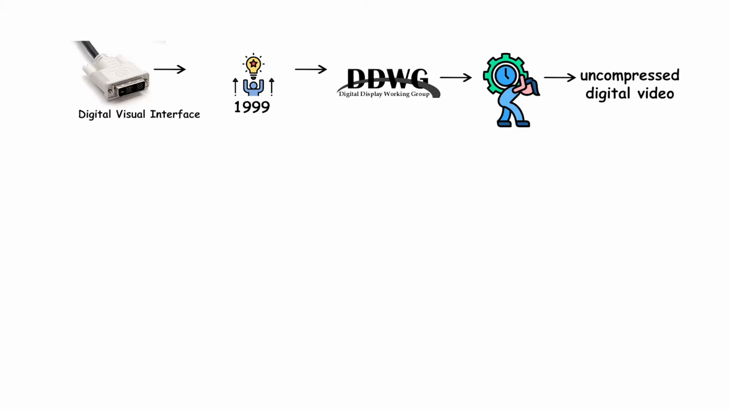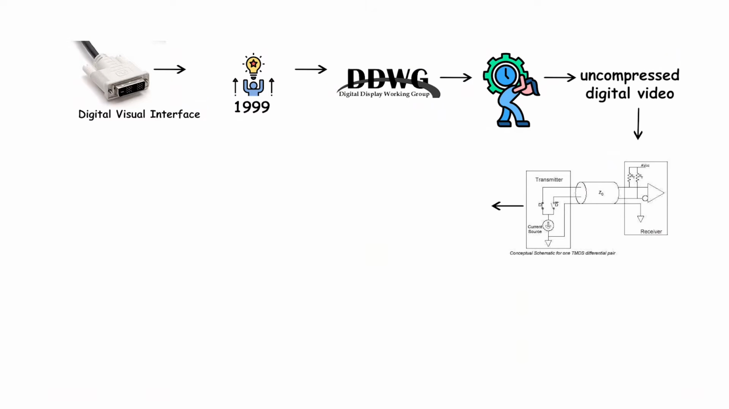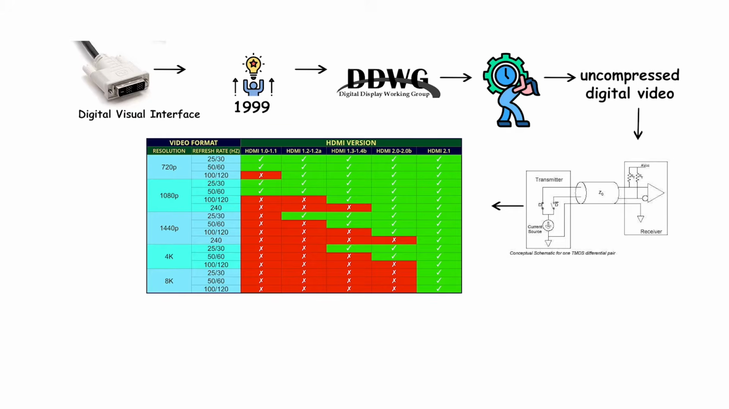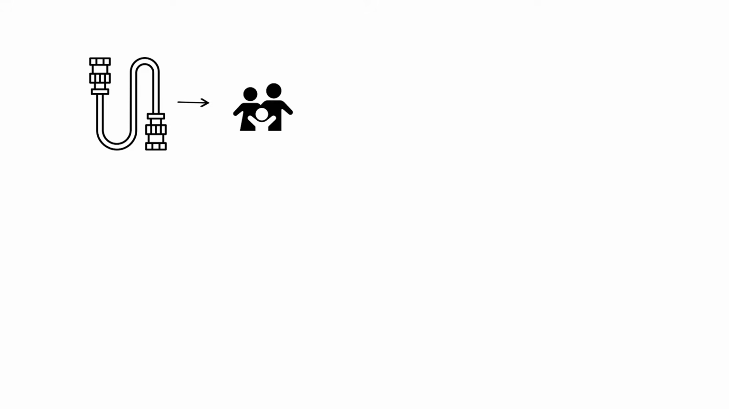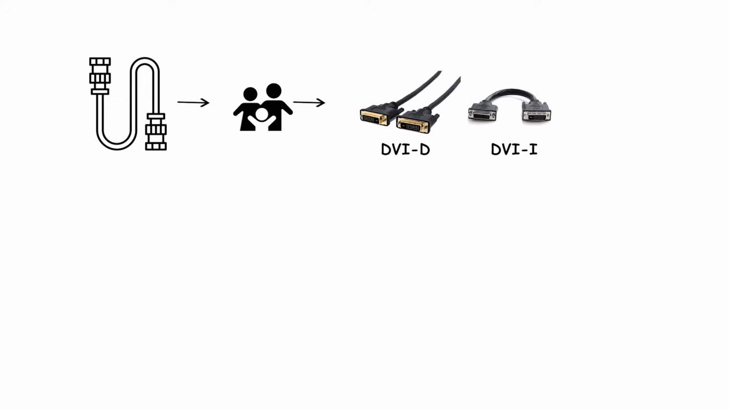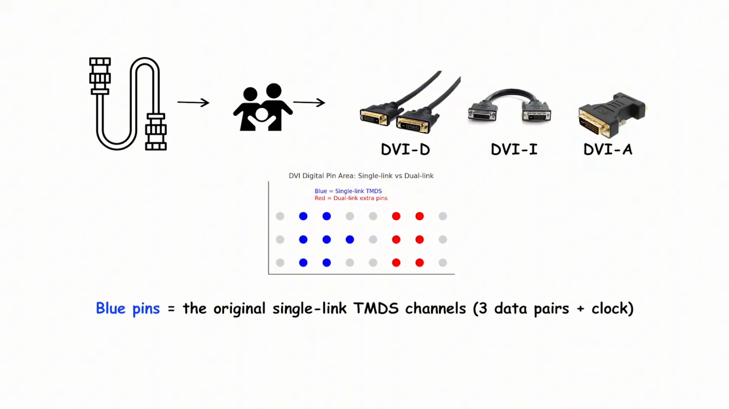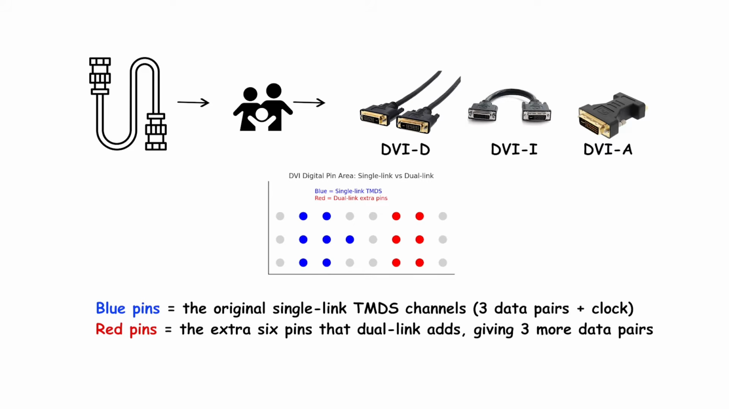DVI, Digital Visual Interface, introduced in 1999 by the Digital Display Working Group. It carries uncompressed digital video, TMDS signaling, same video format as HDMI, and can also carry analog on some versions. It does not carry audio. The 3 connector families are DVI-D, digital only, DVI-I, integrated, digital plus analog, and DVI-A, analog only. Single link versus dual link refers to how many TMDS links are present. Dual link adds 6 digital pins to double bandwidth.